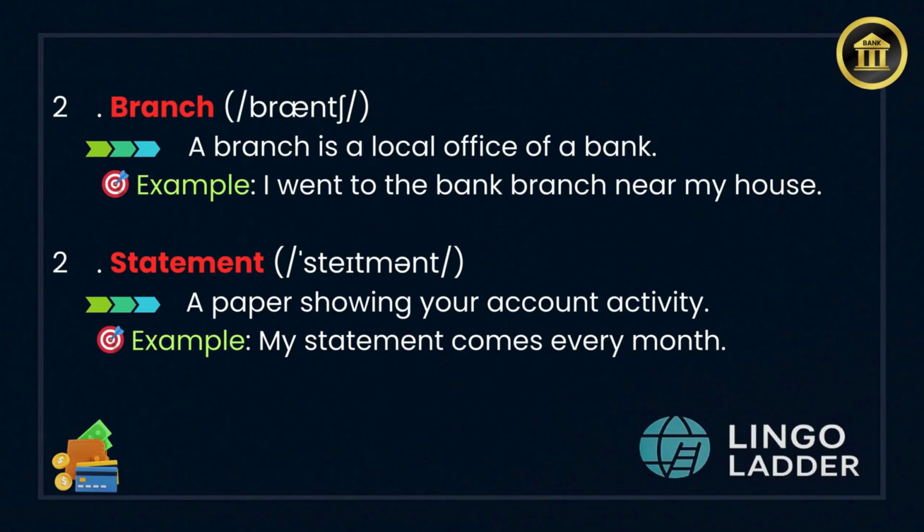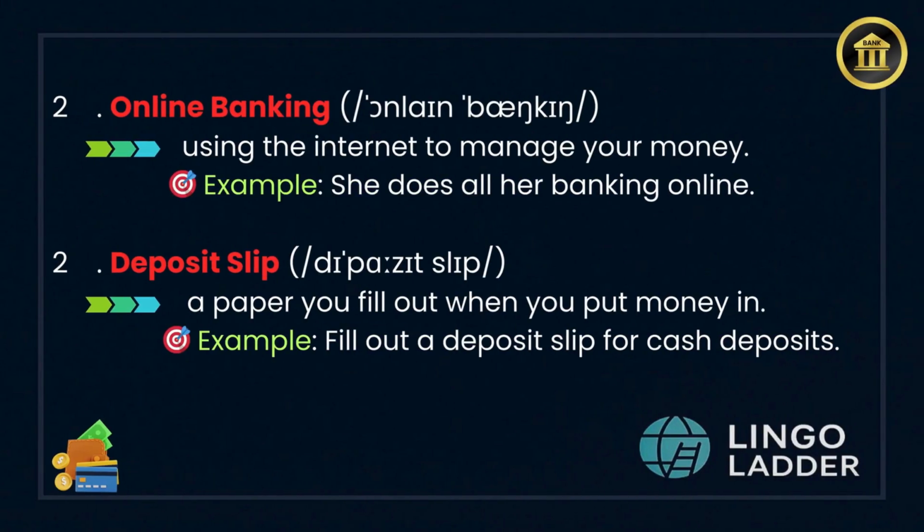21. Branch. A branch is a local office of a bank. 22. Statement. A statement is a paper showing your account activity. 23. Online banking. Online banking is using the internet to manage your money. 24. Deposit slip. A deposit slip is a paper you fill out when you put money in.